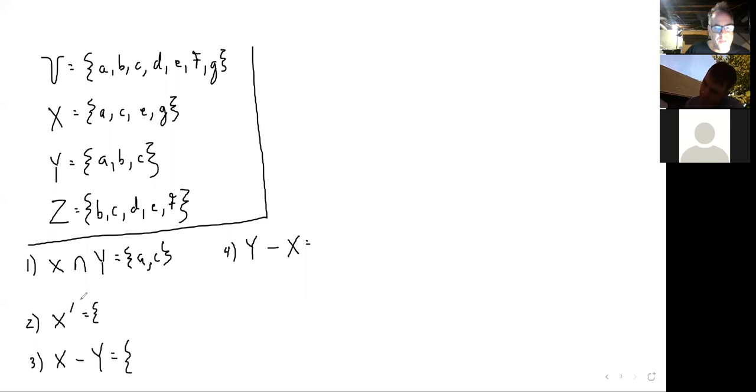This one is complement of, so it's everything in the universal set except what's in X. It's everything else, which in this case, since X had A, C, E, and G, the complement would have B, D, and F, everything else. Good there?